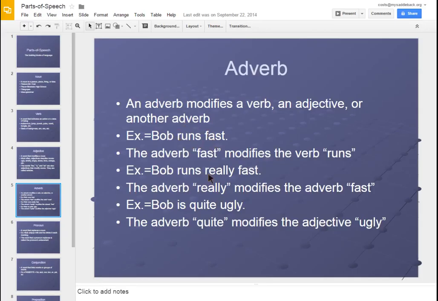He runs fast. The second example, Bob runs really fast. Still same subject, noun is Bob, verb runs. Fast is still an adverb modifying runs. It's still telling us how Bob runs. Really is an adverb that modifies fast. It's telling us how fast is he? He's really fast. So that is an adverb modifying an adverb. Final example, Bob is quite ugly. Bob is the subject. Is a state of being verb. Quite is an adverb that modifies the adjective ugly. It's telling us the degree to which or how ugly Bob is. How ugly is Bob? He's quite ugly.